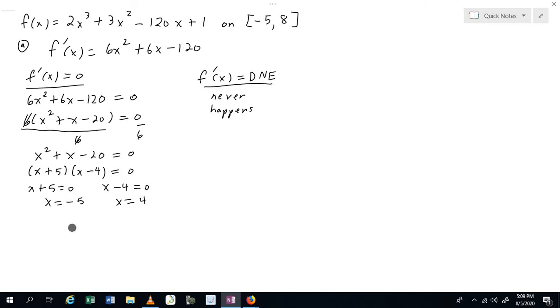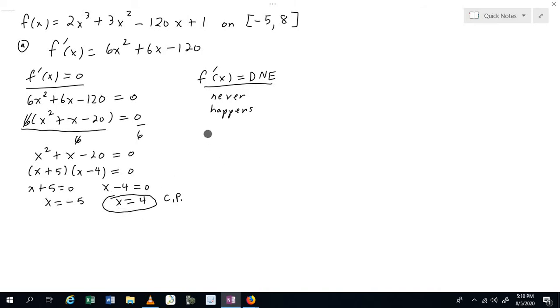Now, one thing to take note of: in order for you to have a critical point, the critical point needs to be in the domain of the function, and it cannot be at an endpoint. Technically, this -5 is the left endpoint here, so it's not considered to be a critical point. It has to actually be in the interior of the domain. So the only critical point we actually get out of this is x equal to 4, because that is in the interior of your domain. This -5 is not considered to be a critical point. It's just called an endpoint. Okay, so for part A, the answer is x equal to 4.